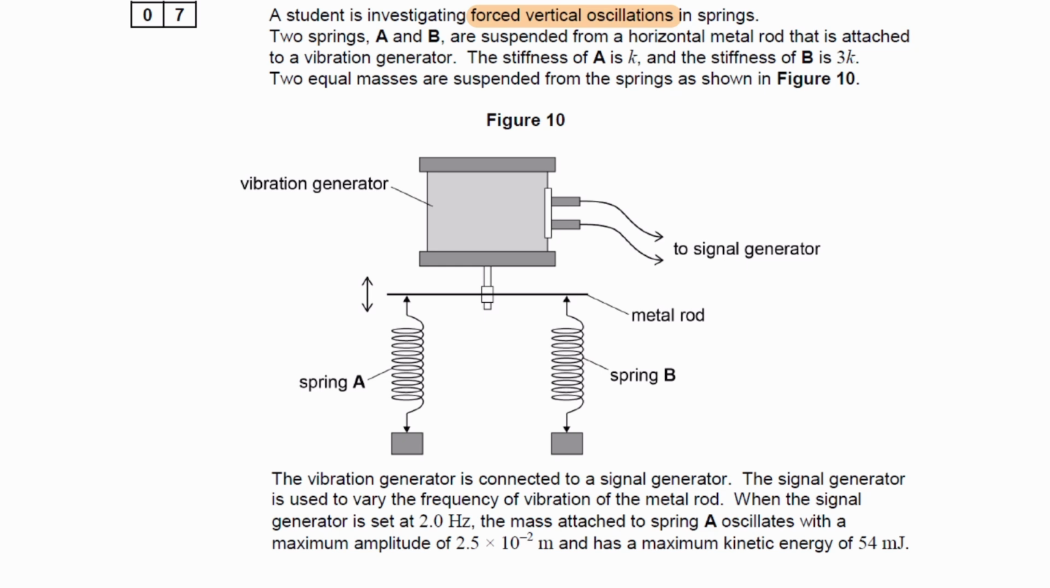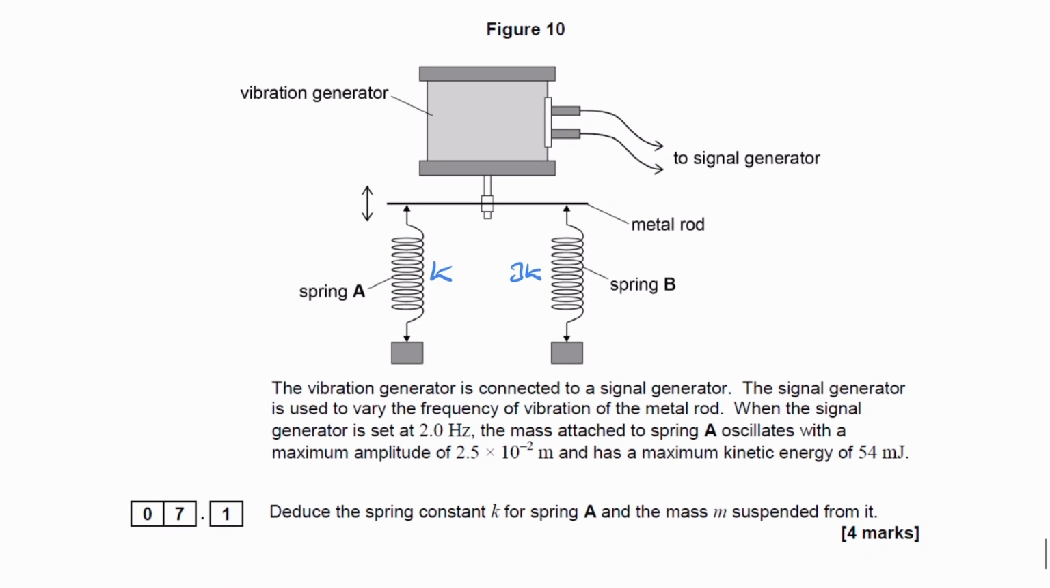We're told that the stiffness of A is K and the stiffness of B is 3K. So this is K, this is 3K, those are those two stiffnesses. Two equal masses are suspended from the springs as shown in figure 10. The vibration generator is connected to a signal generator. The signal generator is used to vary the frequency of vibration of the metal rod.